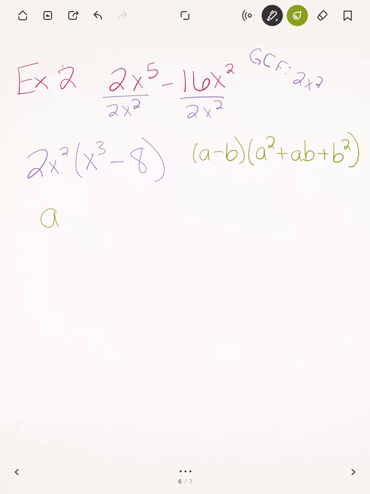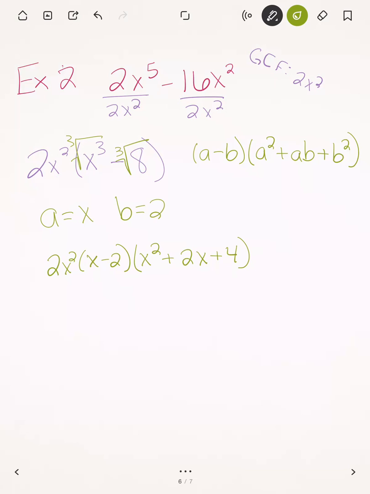So to figure out a, I take the cube root of the first term. The cube root of x cubed is x. The cube root of 8 is 2. I plug and chug. A minus b would be x minus 2. A squared is x squared. Plus a times b would give me a 2x. B squared would be 2 squared, which is 4. And then I can't forget my GCF, and it hangs out with us.